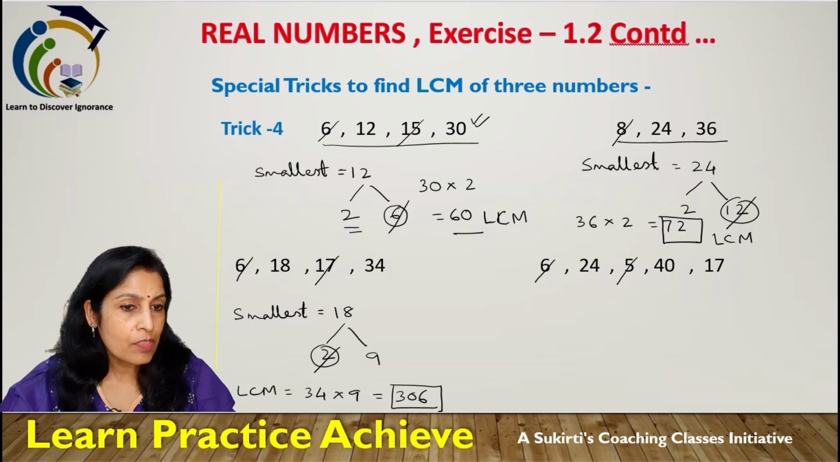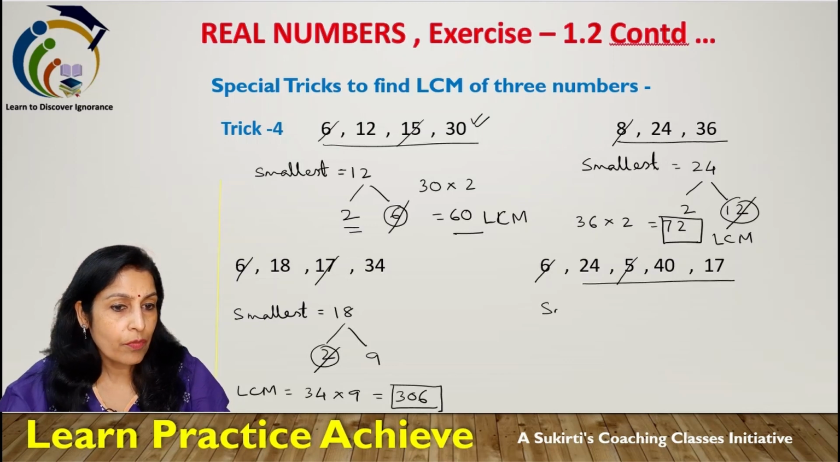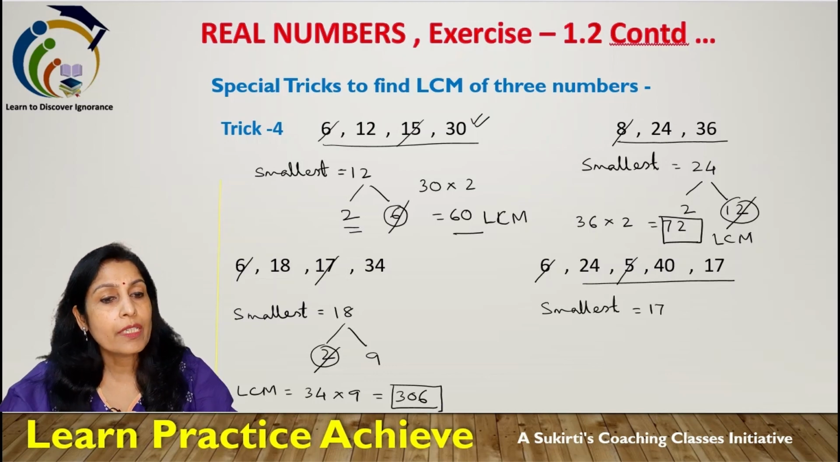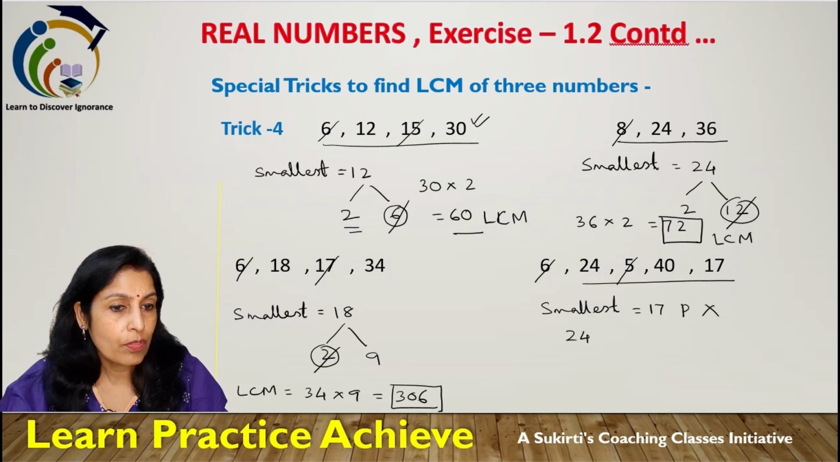Now from these three numbers 24, 40 and 17, you have to find out the smallest number. When you find the smallest number out of these three, that is 17. But because 17 is a prime number, we will not consider it because it has only 1 and 17 as its factors. So the next smallest number is 24.